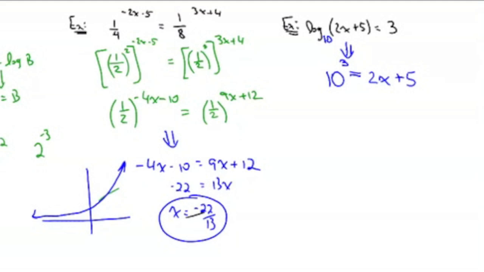How do I solve this equation? Well, 10 cubed is 1,000, which is equal to 2x plus 5. Subtract 5 from both sides and you're going to get 2x is equal to 995, and then divide both sides by 2. And you get 995 divided by 2 as your solution.